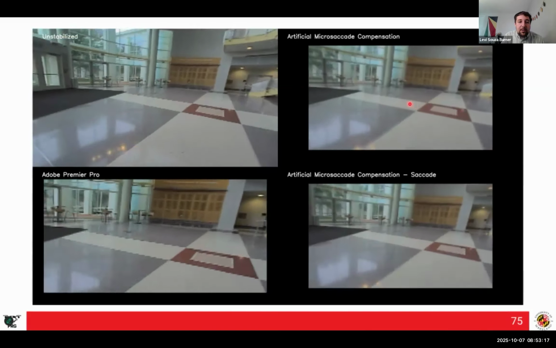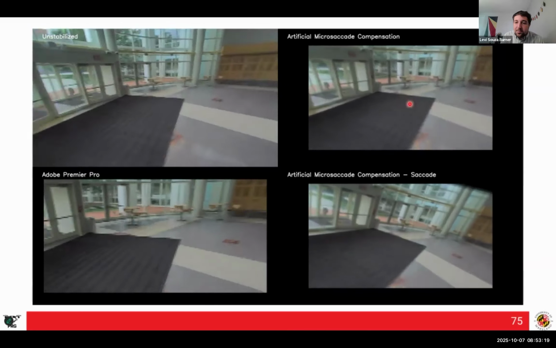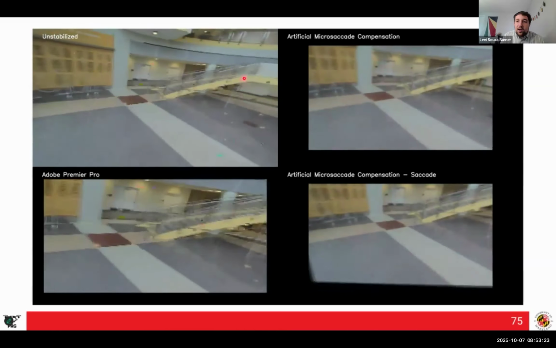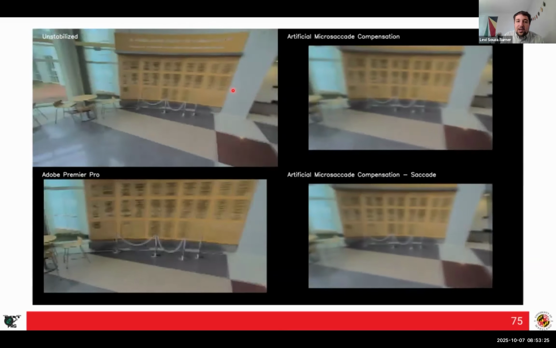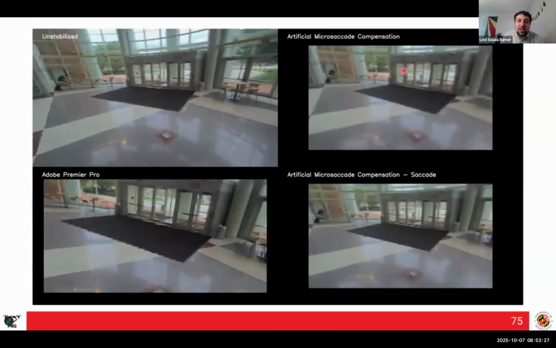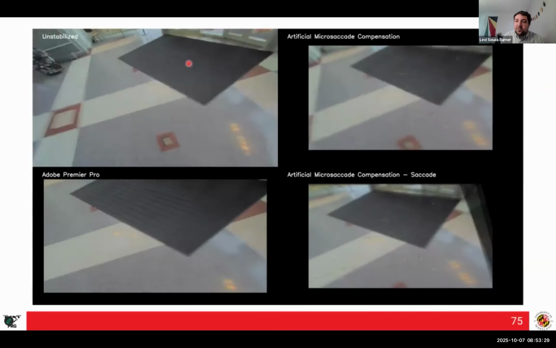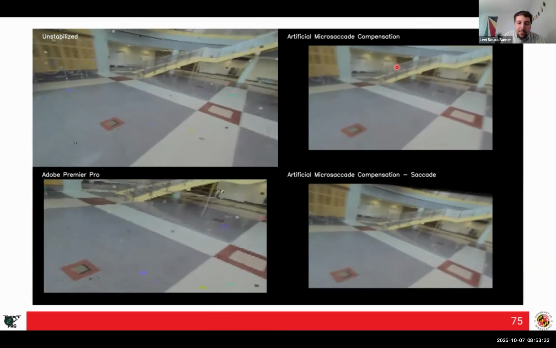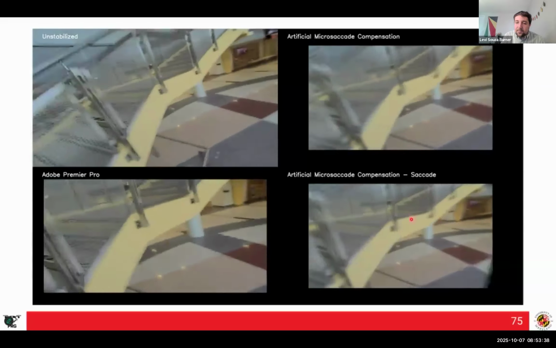Here's another view in the Kim Building atrium here on the University of Maryland campus. And once again, you can see that our algorithm is quite good. In fact, because of its combining frames, it's actually able to filter out many of the artifacts from the wireless camera that's transmitting video. Meanwhile, Adobe Premiere does not do well as usual, and our saccade variant works as well.